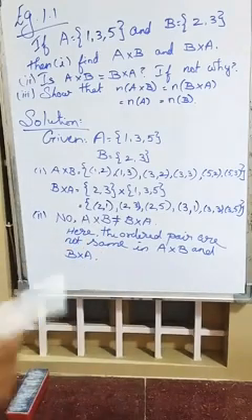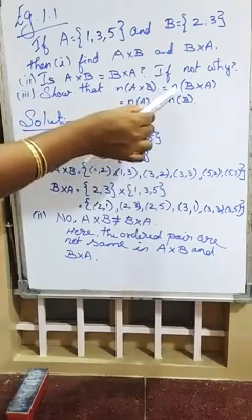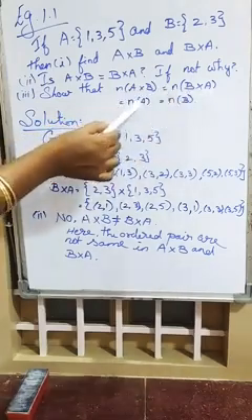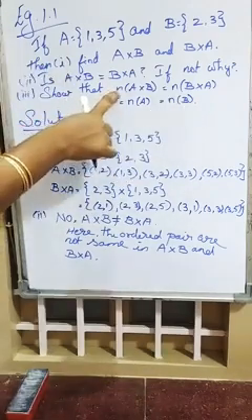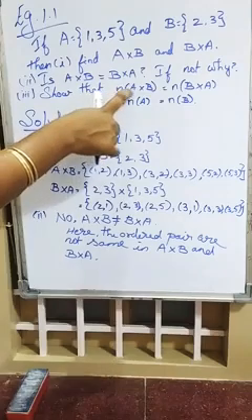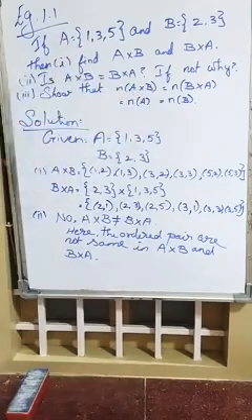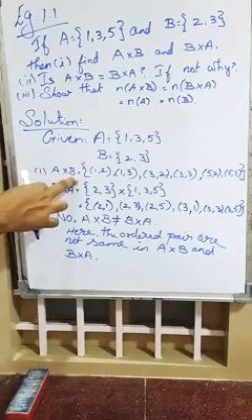Third question: show that n of A cross B is equal to n of B cross A, equal to n of A into n of B. What is the meaning of n of A cross B? It is the number of elements present in A cross B. Therefore, you have to count from A cross B.